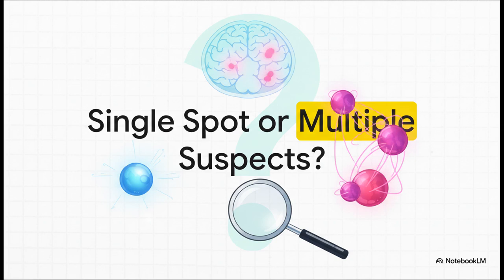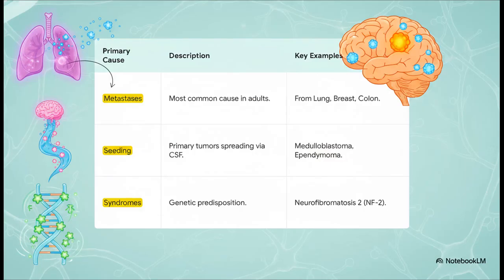All right, let's grab our next clue from the case file. Are we looking at a lone wolf situation here, or are there multiple suspects on the scene? The number of lesions we find is another game-changing piece of the puzzle. Now, if you see multiple spots in an adult's brain, your number one suspect, hands down, is metastases, cancer that's spread from somewhere else. But here's the crazy twist.